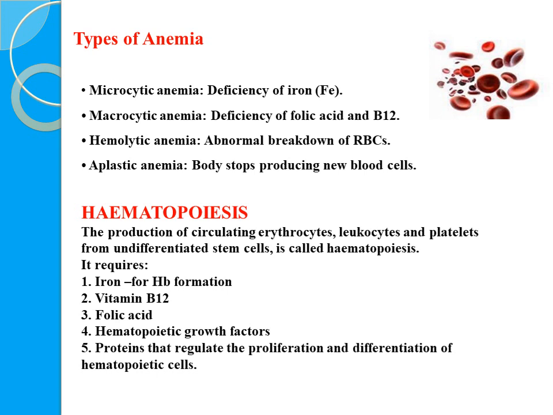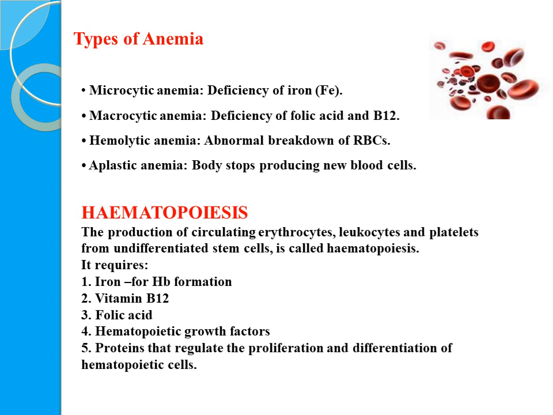Hematopoiesis. What is hematopoiesis? Hematopoiesis is the production of circulating erythrocytes, leukocytes, and platelets from undifferentiated stem cells. Requirements for the process of hematopoiesis. This process requires iron. Iron is needed for the formation of hemoglobin. Second one is vitamin B12 and folic acid.